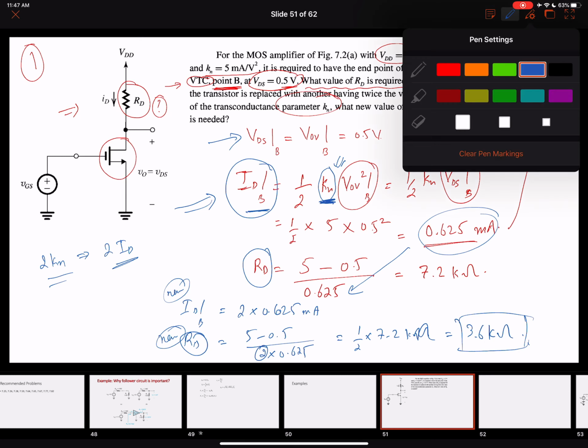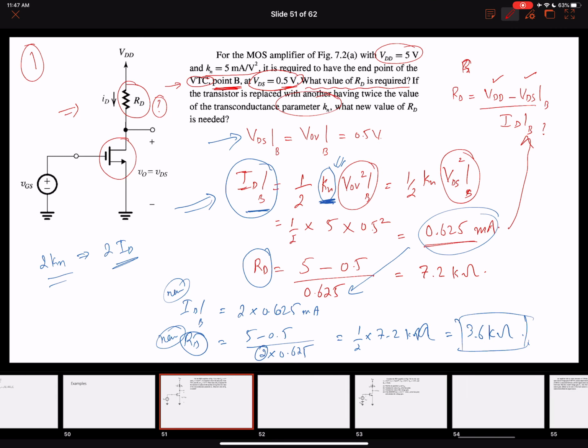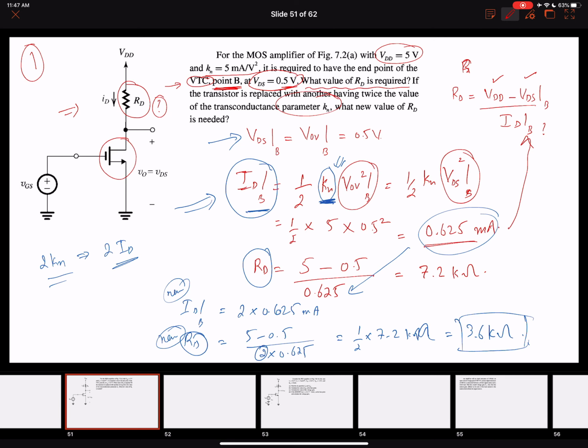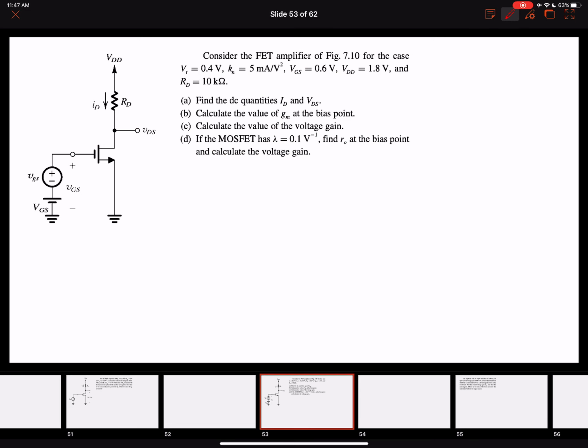Okay, so let's move to our second question now. Let's see the circuit over here.